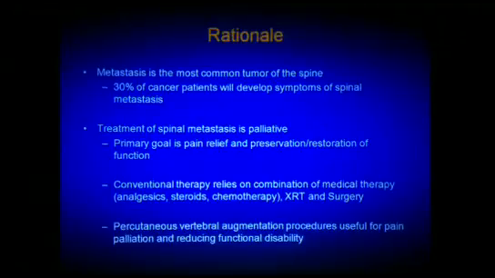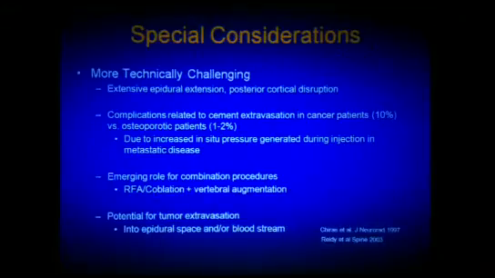But our goal is really percutaneous vertebral augmentation procedures that we actually use regularly in radiology for pain palliation and reducing functional instability. More challenging is that sometimes you can have an oligometastatic deposit in the spine with some minimal epidural extension or some posterior cortical disruption. This can lead to cement extravasation in some of our cancer patients once the cement is put in. So this is more of a challenging role for us in terms of how we treat it. There is an emerging role of RF ablation with coablation with vertebral augmentation.